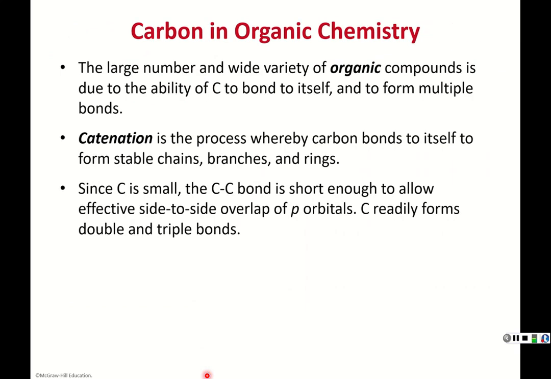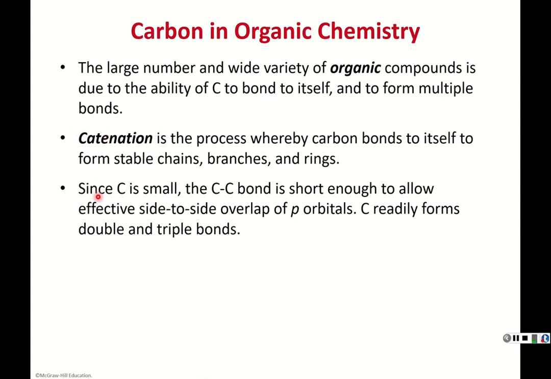Carbon is very important because of the type of bonding it can do, the vast amount of bonds it can form. And we have that whole class that some of you will take next year, organic chemistry, about this bonding. Very wide variety of bonds it makes and wide variety of organic compounds. This process of carbon bonding to itself to form stable chains and branches and rings, that's referred to as catenation.